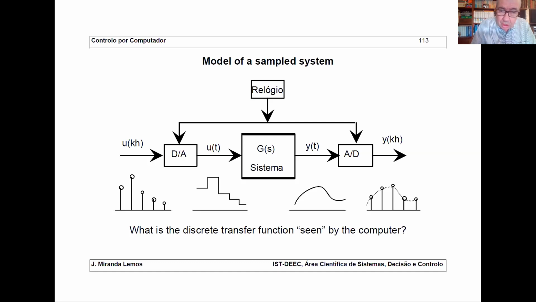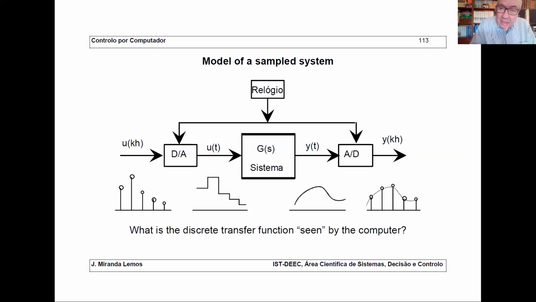Is the quotient of the Z transform? Yes, it's the same, but using the Z transform instead of the Laplace. Say the whole sentence. So it's the Z transform of the output divided by the Z transform of the input with zero initial conditions.